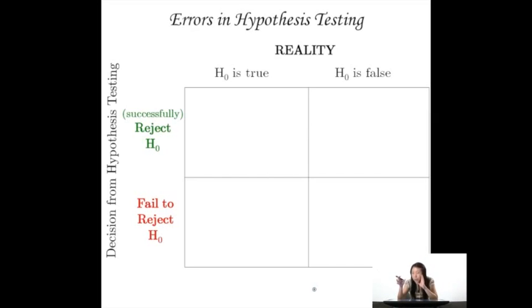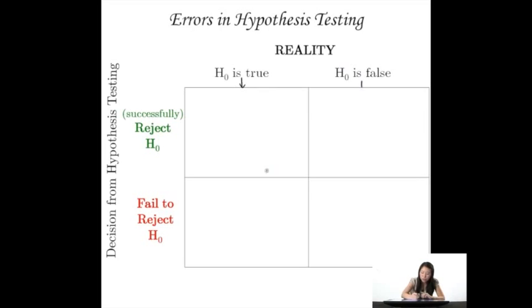The other possible reality is that the null hypothesis is false. Your sample didn't come from that population, right? So those are your two possible realities. Only one can be true at any given time. You can't have the null hypothesis being true and false at the same time. You've got to have either one or the other, right?